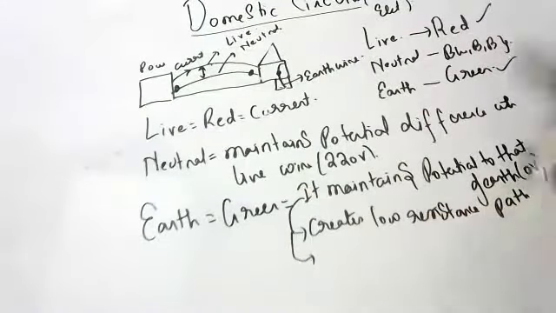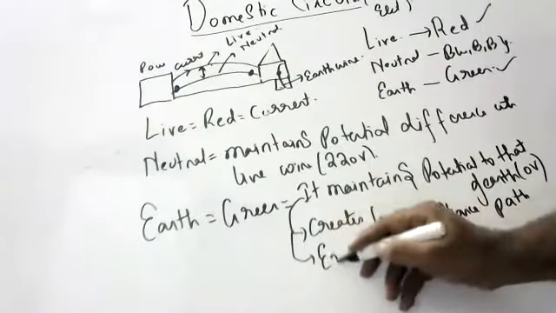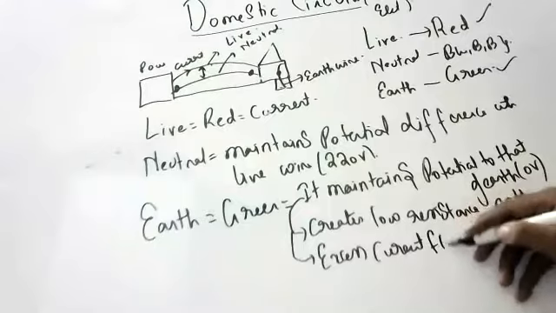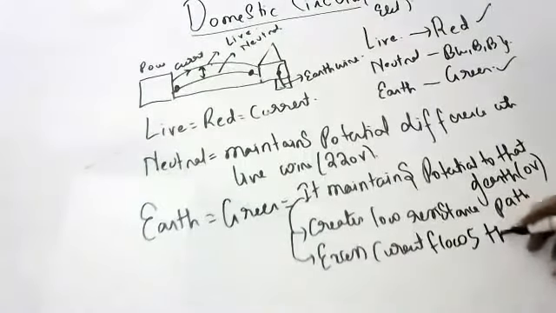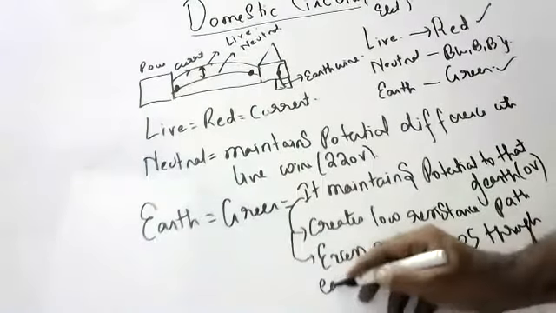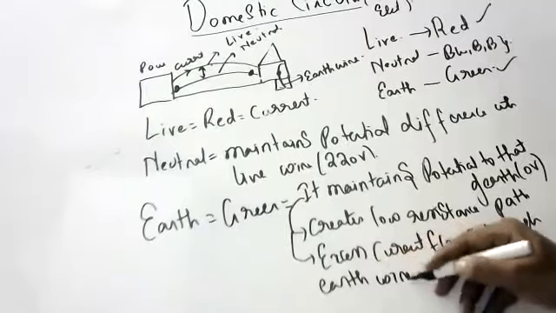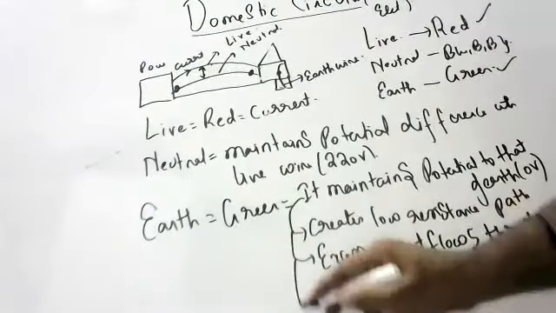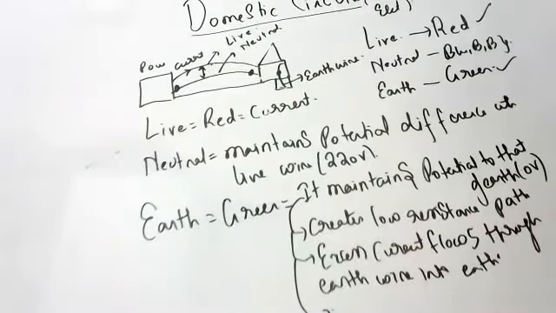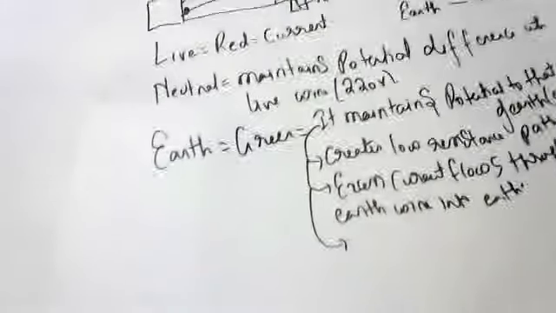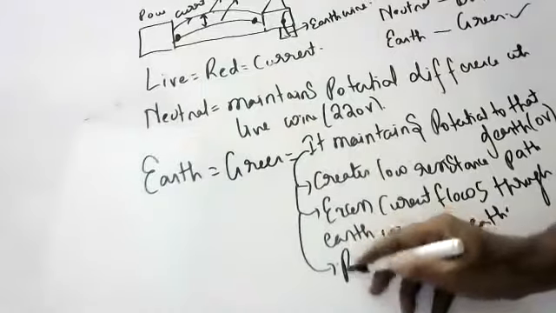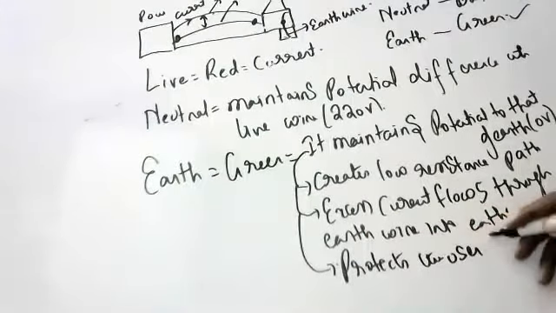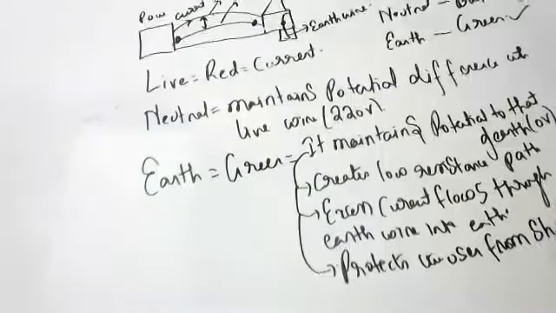It creates a low resistance path, and excess current, if it is there in the circuit, flows through earth wire into the earth and protects the user from fatal, dangerous shock. It protects the user from severe electrical shocks.